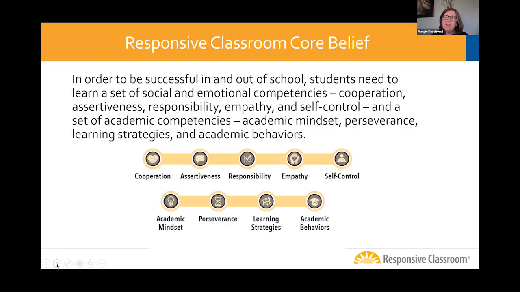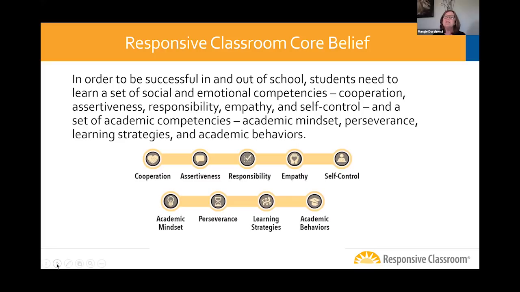Another part of responsive classroom is the importance of having a true core belief system that connects the work that we do. We talk about it being the true north. When you're trying to know where you're headed, you need to know what's pulling you there and what's drawing you there. And the responsive classroom approach, it's this core belief statement that in order for students to be successful, both in school and out of school, they need a set of social emotional competencies and academic competencies.